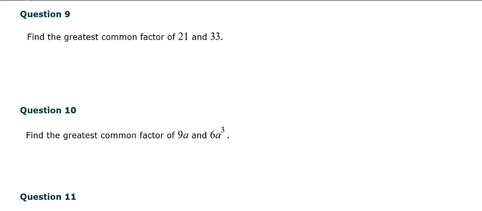Find the greatest common factor of 21 and 33. So what we're looking for is the largest value that divides into, in this case, 21 and 33. So there's a variety of ways to do it. One way is to find the prime factorization of both values, in this case 21 and 33. So 21 we can break down into 3 times 7, and 33 we can break down into 3 and 11.